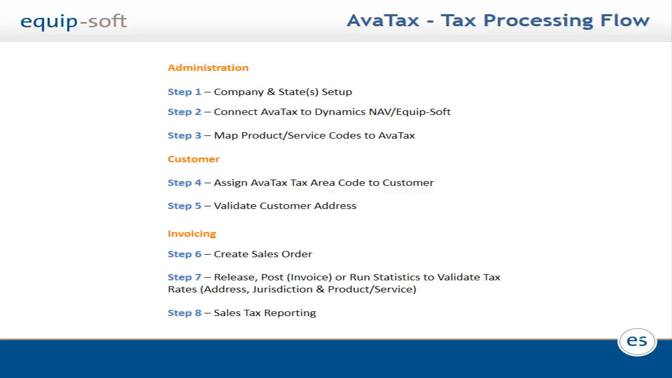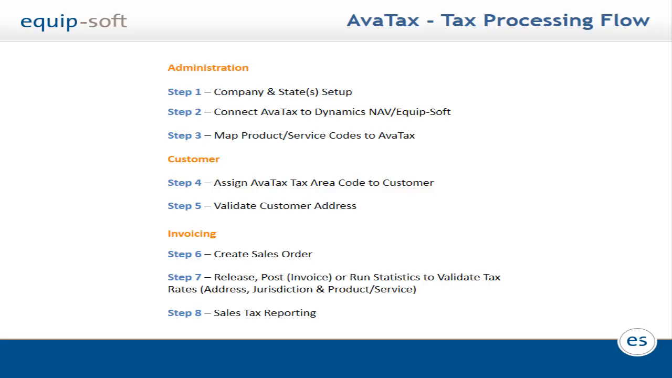Now, how does the tax processing flow work? So this is a very high level. I'll let you read through that, but basically you set up your company, you set up your states, which states you deal with, so we know which city and county belongs to those states. We connect AAVE Attacks to EquipSoft. In other words, we connect EquipSoft to their service. We map the product and service codes, as I mentioned to you earlier. We assign the tax area code called AAVE Attacks to all customers. We validate the address for each one just to make sure that we've got the right address and it's in the proper format.